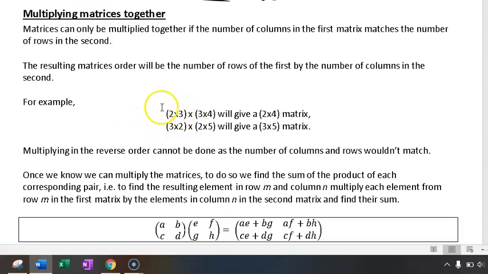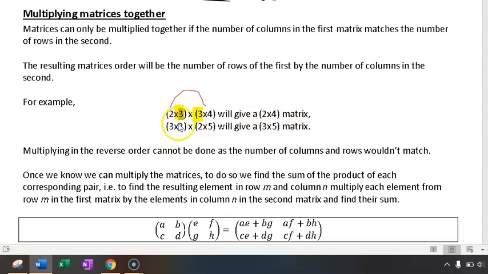So what we mean by this, here for example, these are the orders of two matrices. These ones are compatible because 3 is the number of columns in our first matrix, and 3 is the number of rows in our second matrix, and the result will be the two outside numbers. So this number and this number give the order of the final result. It's going to be a 2 by 4.